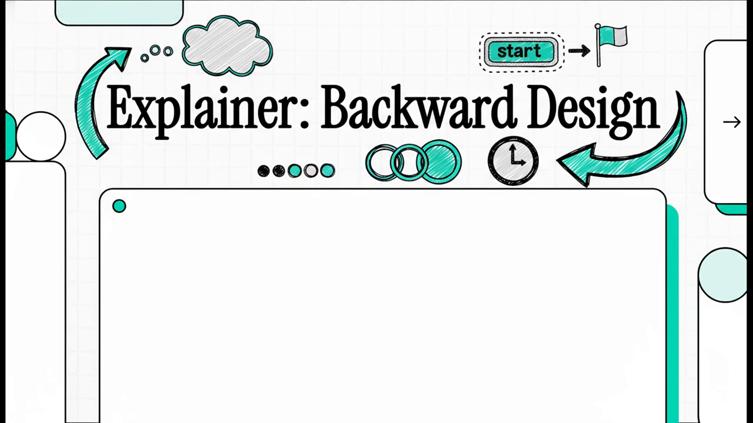All right, today we are digging into a planning framework that's a total game changer because it flips the whole traditional process right on its head. It's called backward design, and the big idea is super simple. Start with the end in mind.